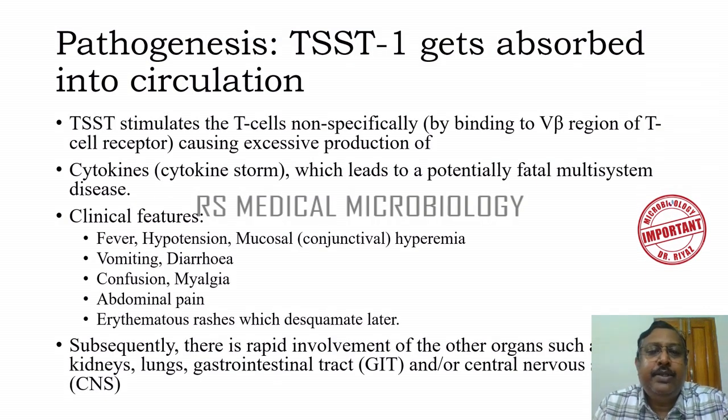Now, what it does is, it does not go the normal way. Since it's a superantigen, it can go and bind to the T cell. What it does, it produces a storm of cytokines flooding into the system, which can lead to multi-system disorders. So it starts with fever, hypotension, sometimes mucosal hyperemia, vomiting and diarrhea, confusion, myalgia, abdominal pain. Sometimes there can be a rash which will desquamate later. Once this effect is increasingly seen in this particular condition, what will happen? It affects other organs like liver, kidneys, lungs, GIT, and CNS.